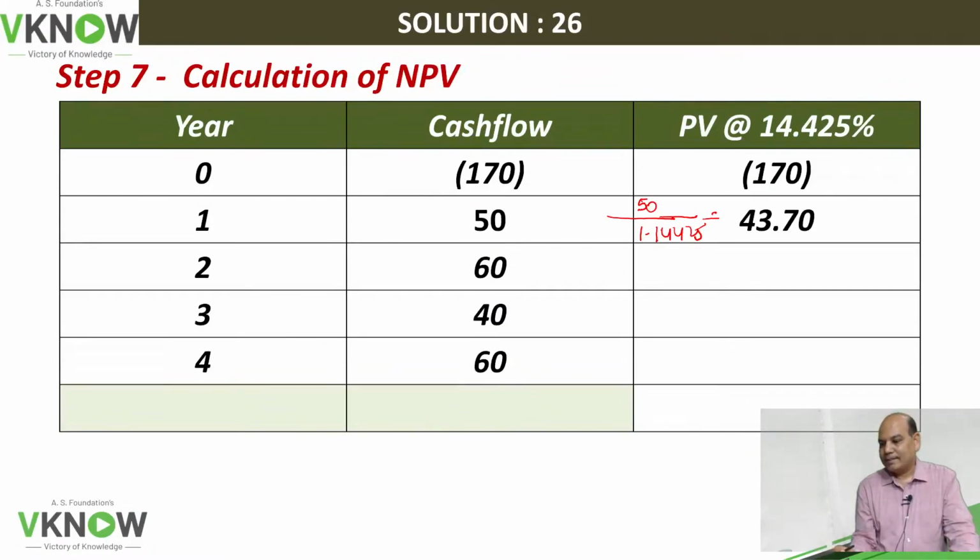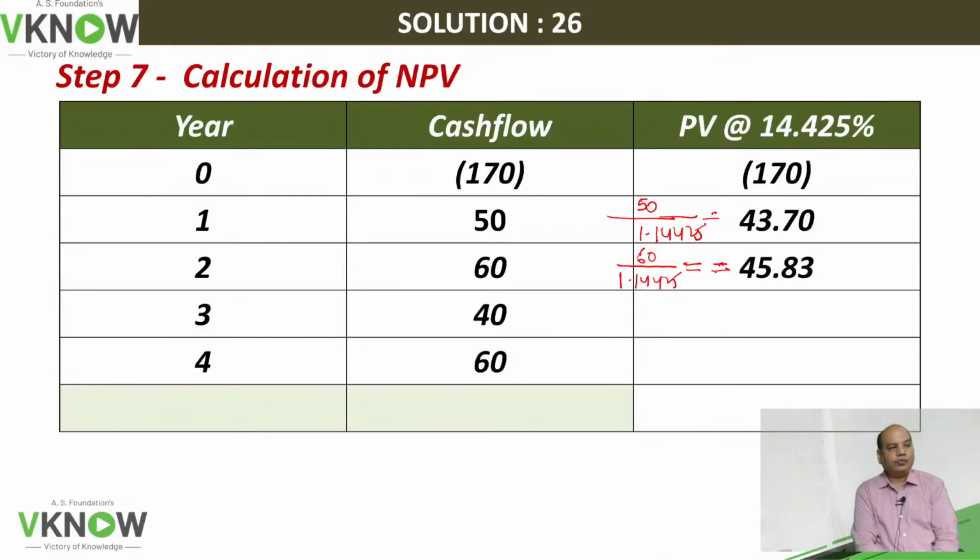Memory plus. Then here 60 divided by 1.14425, press equal to, 2 times memory plus, you will get 45.83. Do the same way, 40 divided by 1.14425, press equal to, 3 times, 26.7. Last one, try yourself.